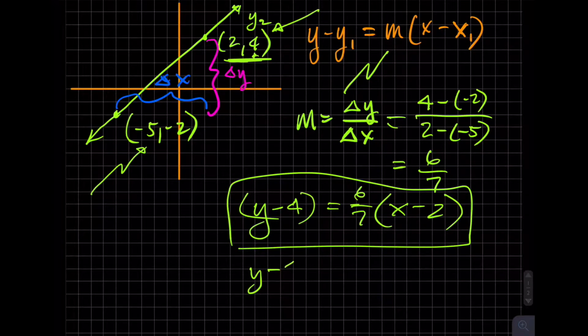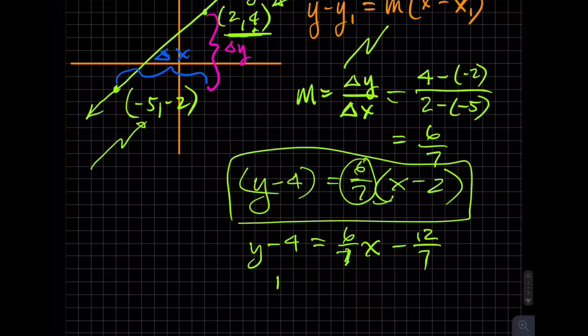I'm going to leave the y minus 4 alone at this point in time, and I'm going to distribute the 6/7 to both of these terms inside the parentheses. So I'm going to get 6/7 times x minus 2 times 6/7, which is 12/7. And then I'm going to come to the left side again and add 4. Why am I adding 4? Because I want this to be 0 and leave me with just the y. And so I'm going to add 4 to the right-hand side as well.